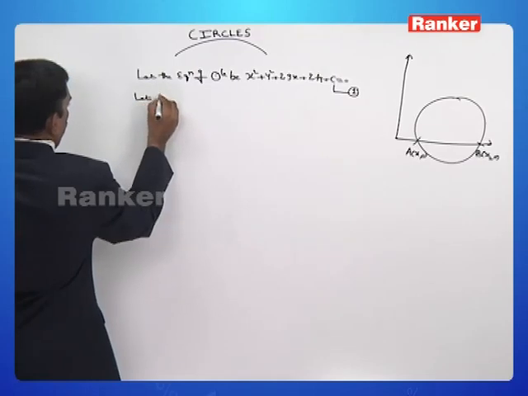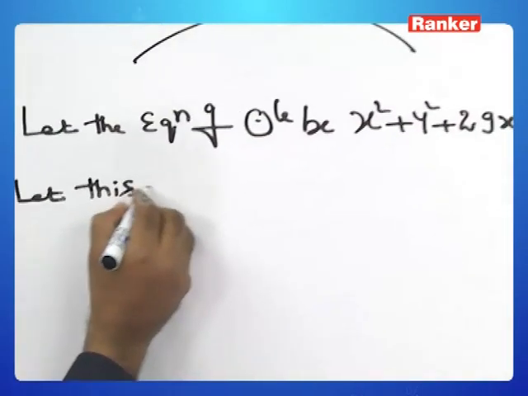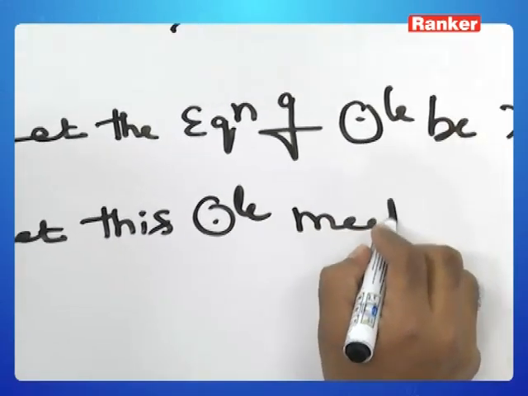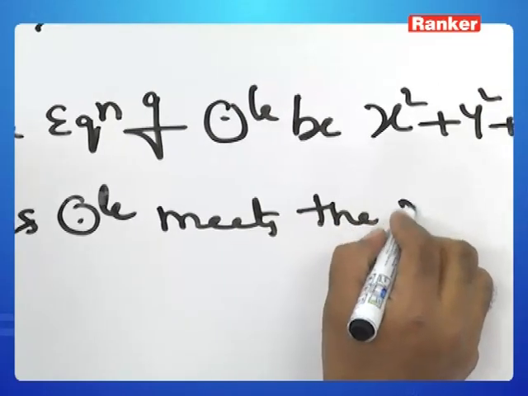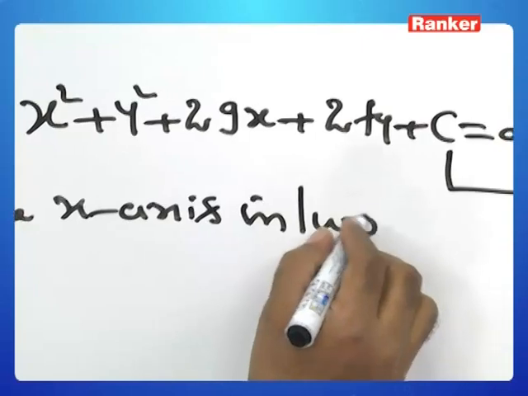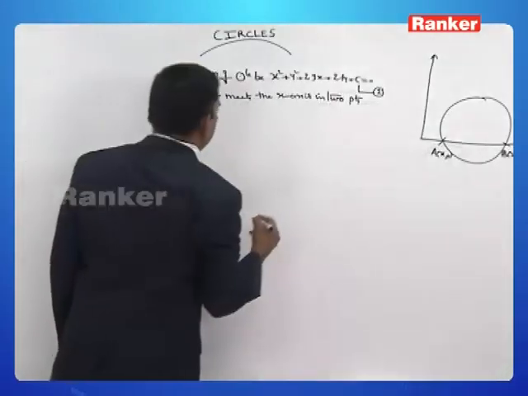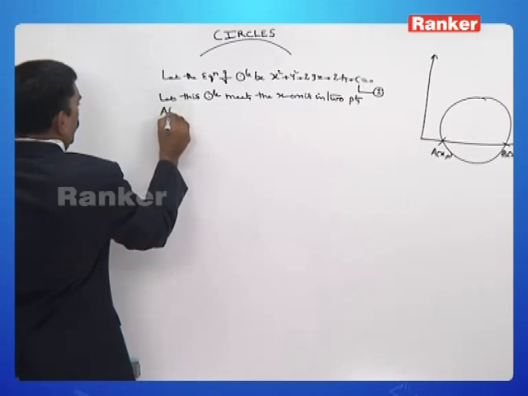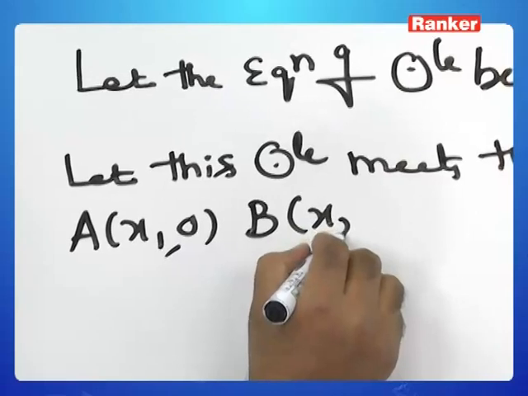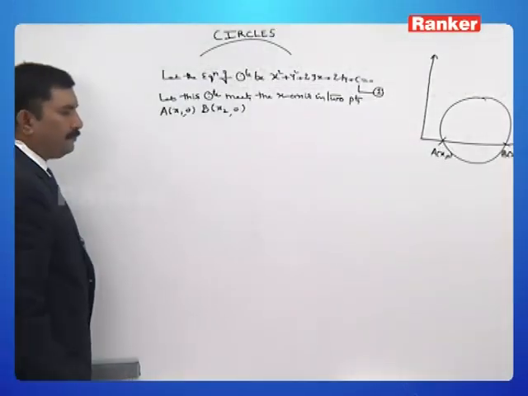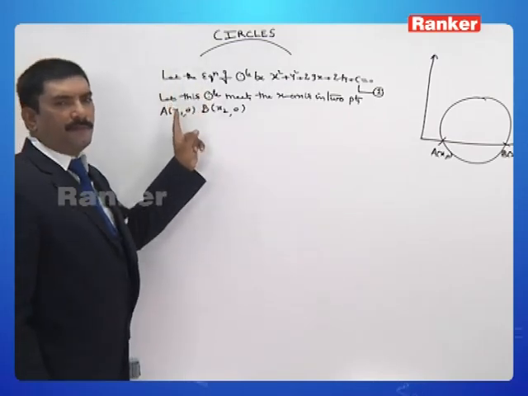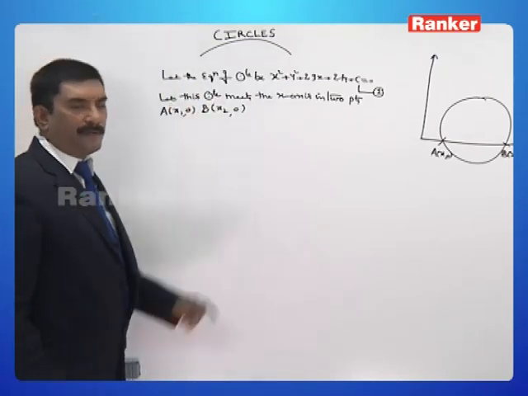Let this circle meet the x-axis in 2 points A of x1, 0 and B of x2, 0. It means that this circle is passing through this point as well as this point.